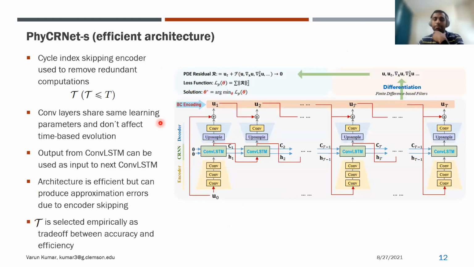This is the lightweight version of PhyCRNet, and they call it PhyCRNet-S. Here they have used a cycle index skipping encoder, which is this parameter T, I guess, which is an empirical value that can be obtained based on a trade-off between accuracy and efficiency.